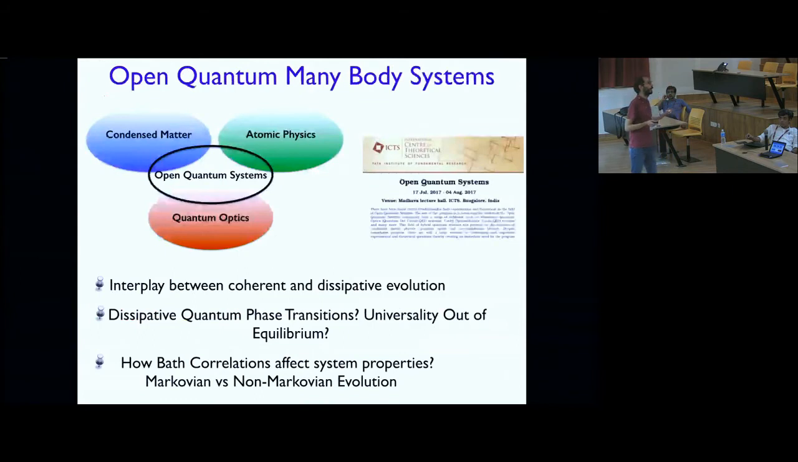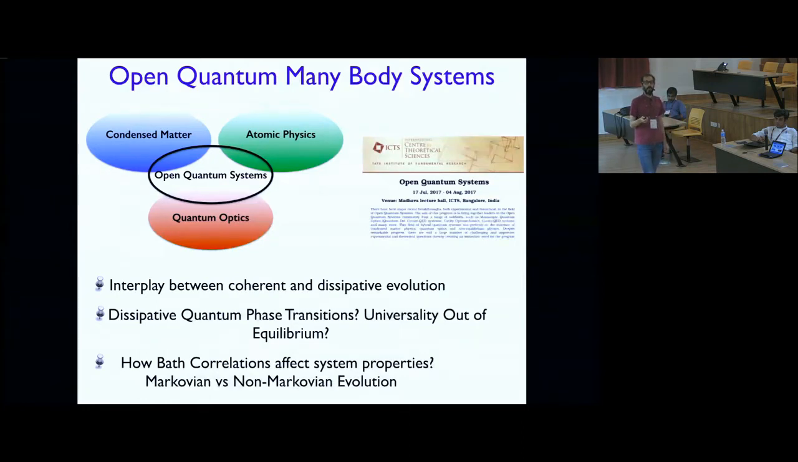So overall, these systems are just platforms to study open quantum many-body systems, and we have heard that these are very interdisciplinary systems that cut across several fields. The question that we would like to understand is: what is the interplay between the coherent many-body evolution and the dissipative evolution of the system? Can we have a phase transition emerging out of the interplay between these two aspects? And what is the universality out of equilibrium of this dissipative phase transition?